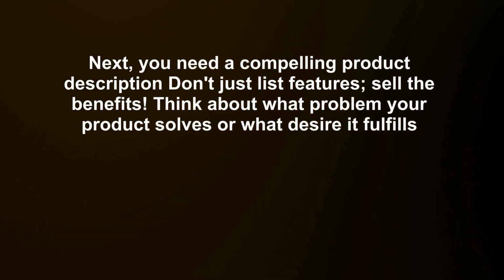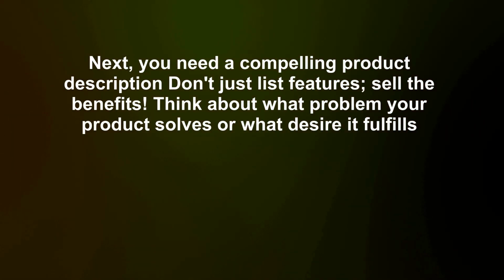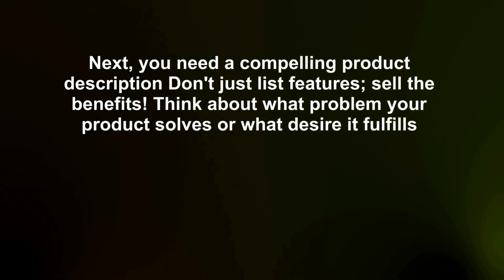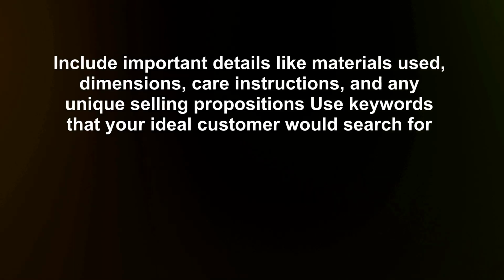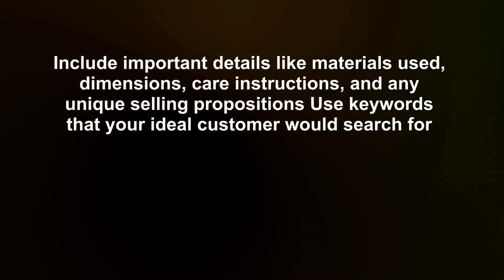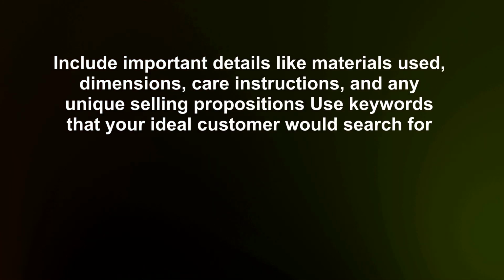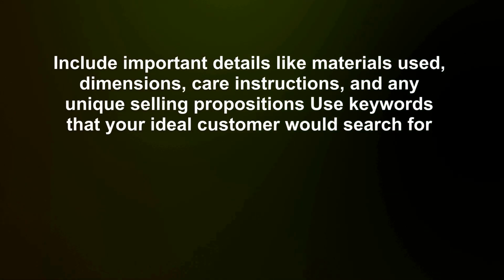Next, you need a compelling product description. Don't just list features. Sell the benefits. Think about what problem your product solves or what desire it fulfills. Include important details like materials used, dimensions, care instructions, and any unique selling propositions. Use keywords that your ideal customer would search for.